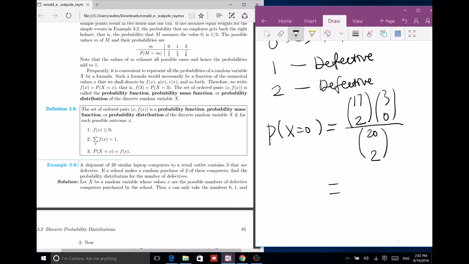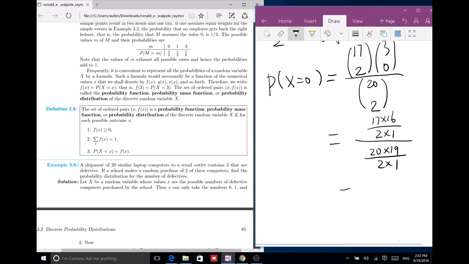It equals, well, choose 0 from 3 is 1, choose 2 from 17 equals 17 times 16 over 2 times 1. The bottom is 20 times 19 over 2 times 1. You choose 2 numbers from the top, 2 numbers from the bottom, and then you find your final answer. The 2s cancel out, so 17 times 16 over 20 times 19, and you can use a calculator to do that. Okay, that's the probability for x equals 0.